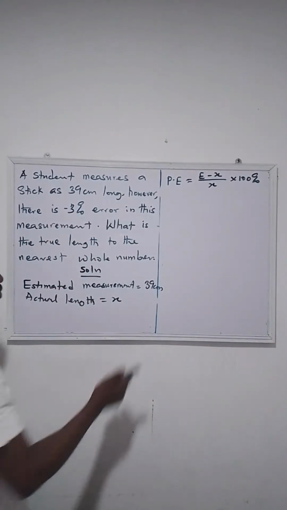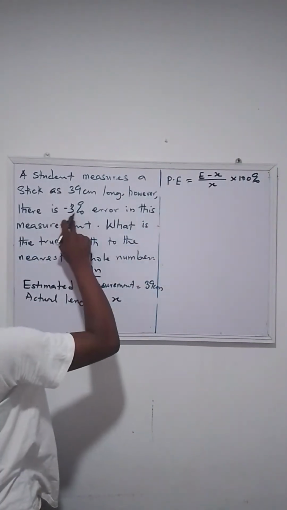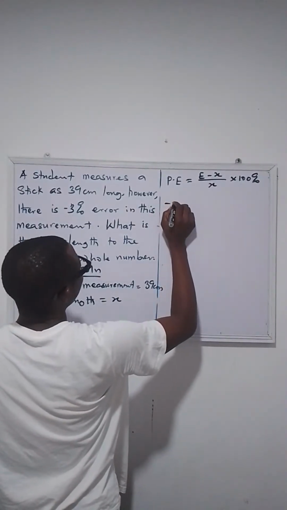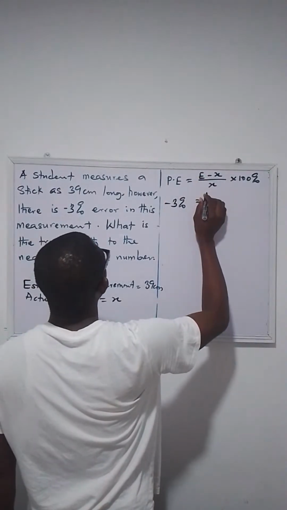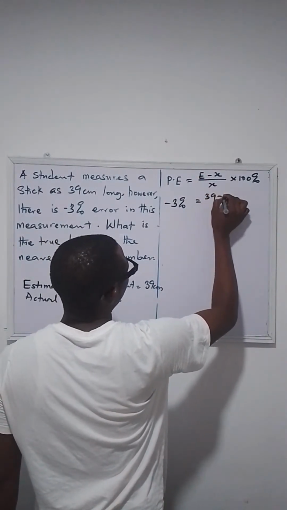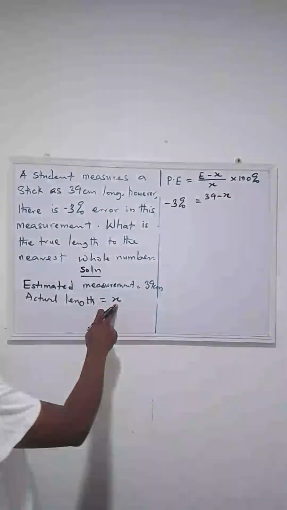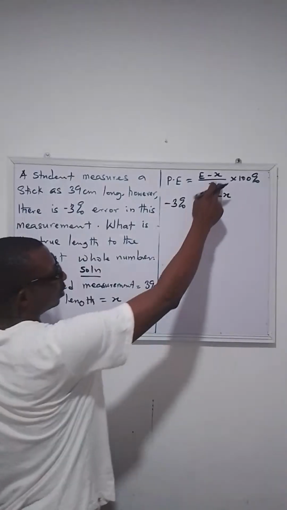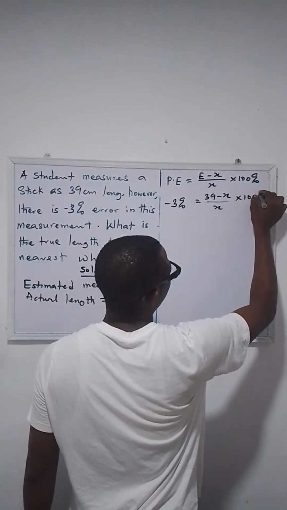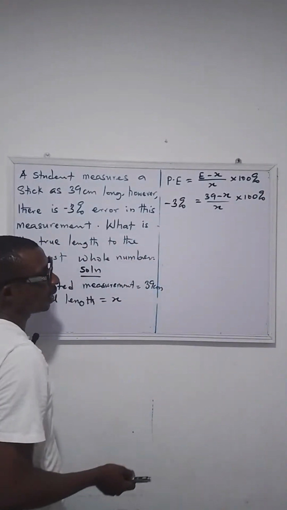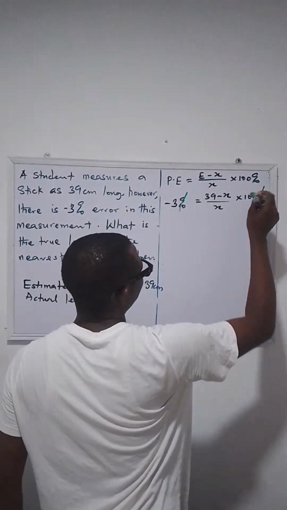All right, so now let's plug in. This has been given: percentage error is negative 3%. Estimated is 39 minus the actual, and that's what we're looking for, which we've represented with x. That is why we have x here, over x times 100%.